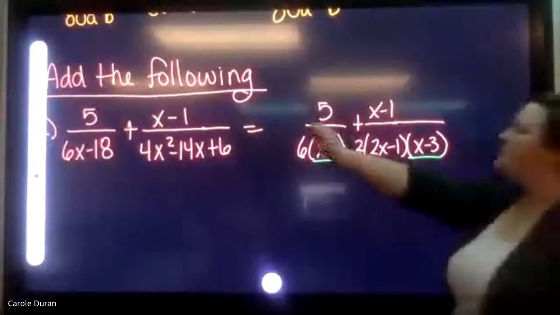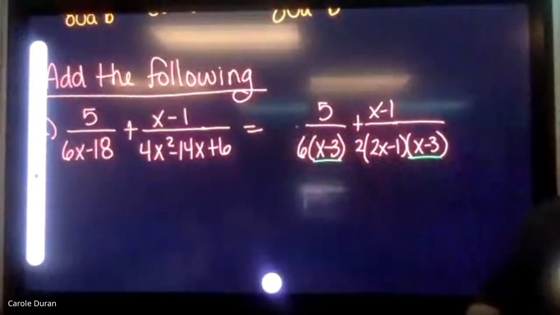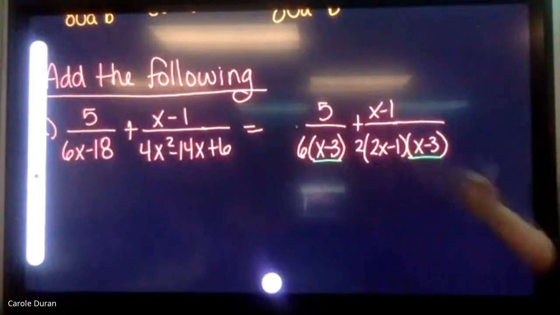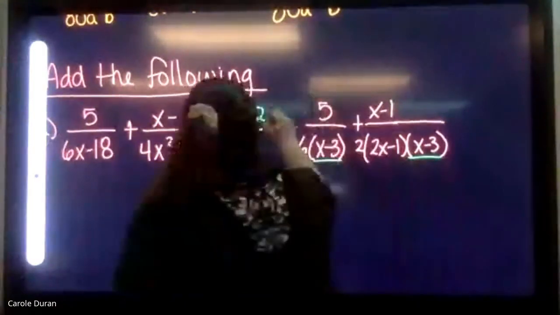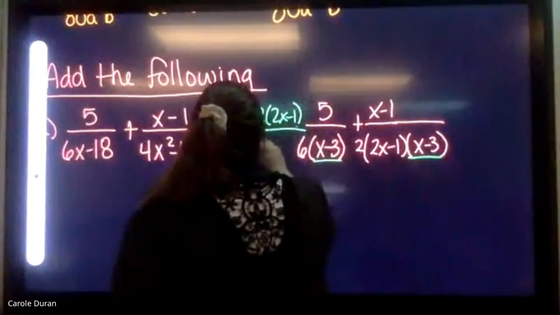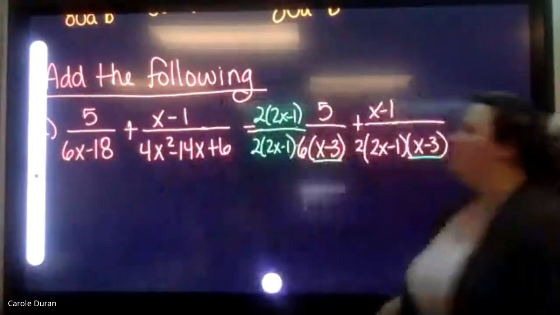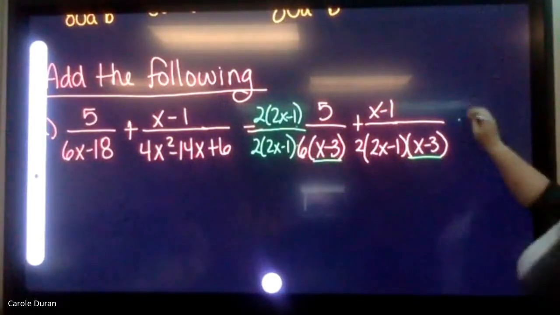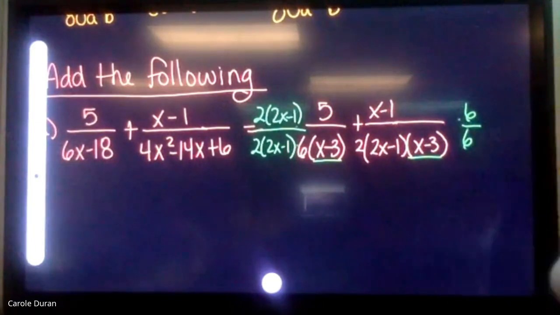So what am I going to have to multiply into this left-hand side? A 2 and a 2x minus 1, into the top and the bottom. What's going to have to get multiplied into the right-hand side? 6. And then we just put it together.